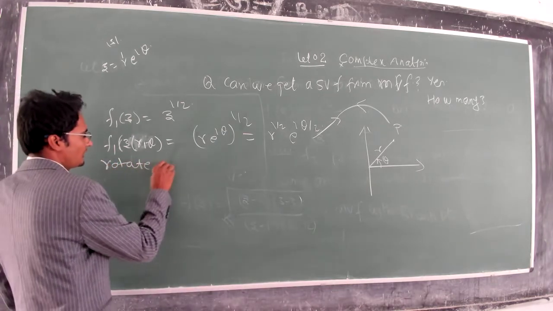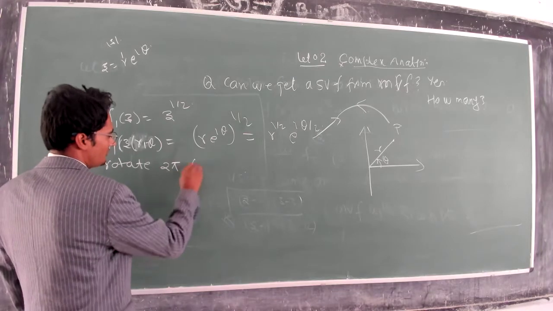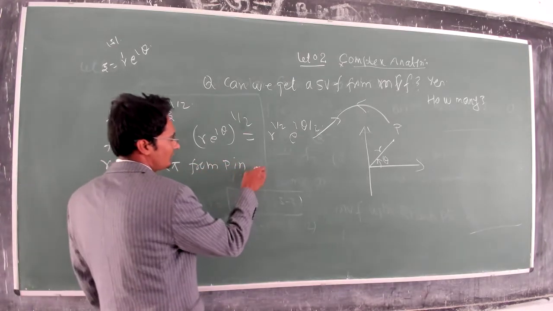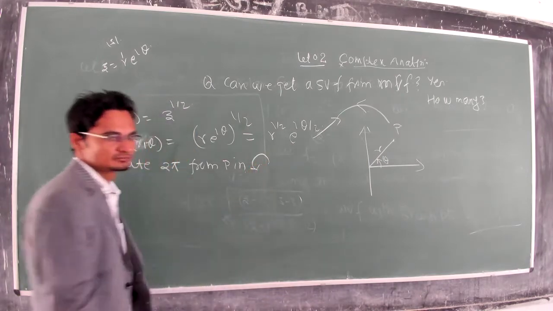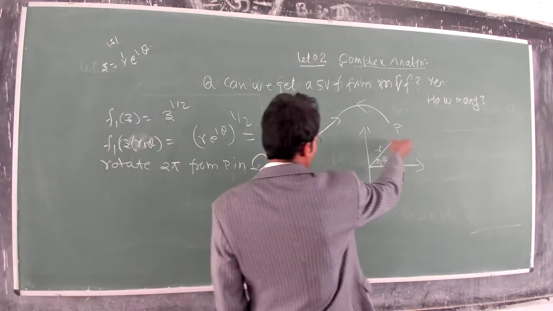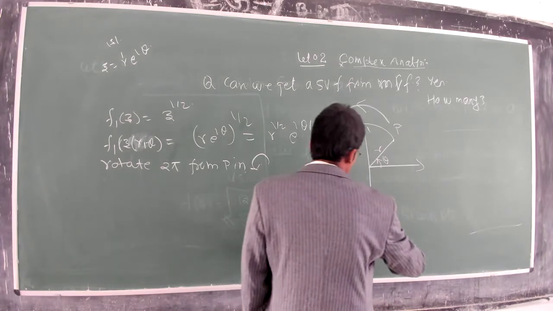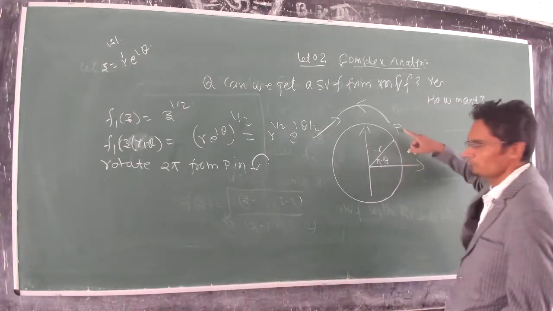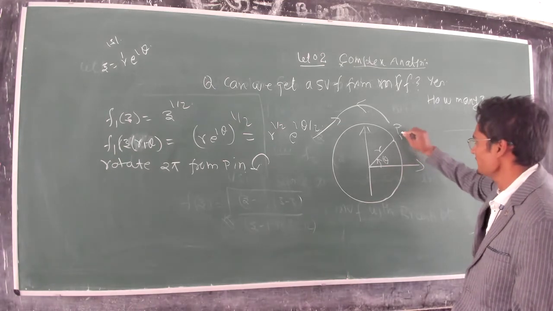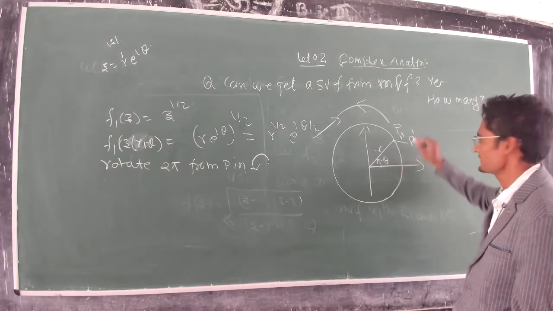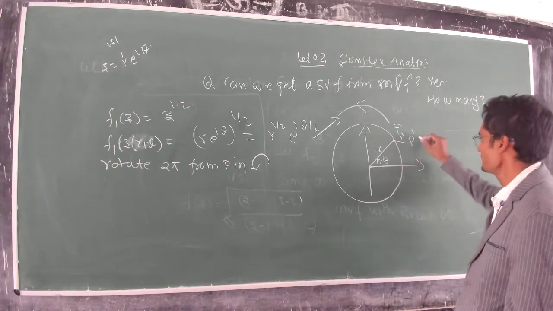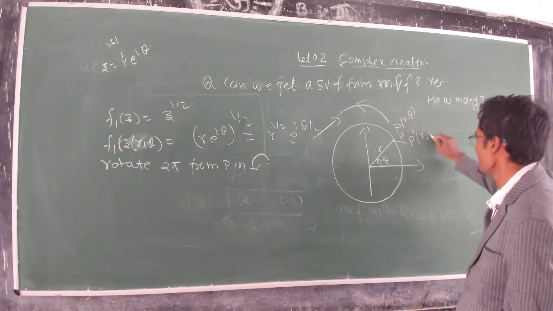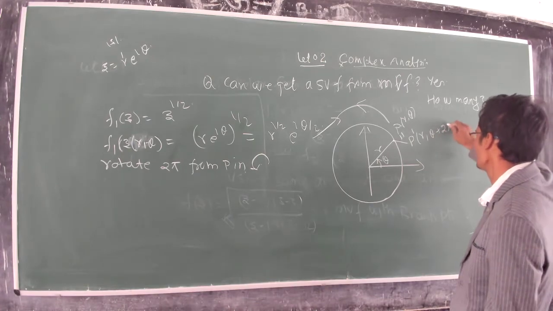Rotate 2 pi from P in the counterclockwise direction. So once you rotate by 2 pi, it will definitely come here again. Yes. Now the previous point is P. Now this point will be changed, but both will be the same. P and P dash are the same, but here this was r comma theta, and this will be r comma theta plus 2 pi. Alright.